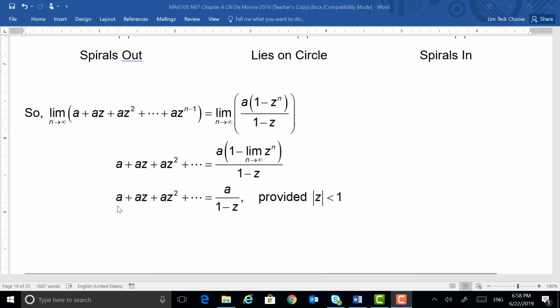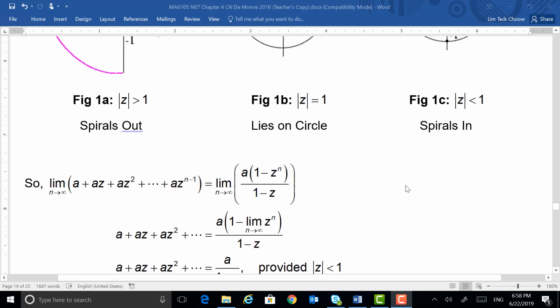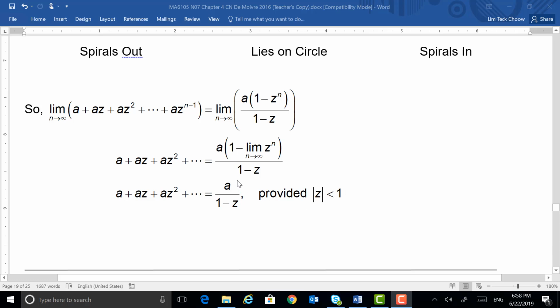As a result, you have a nice formula for the infinite series with a complex number as the common ratio, and it turns out to be very similar to what you have in the case of real numbers. This formula is only applicable if the modulus of z is less than 1, and the reason is what we just explained: it spirals inward.